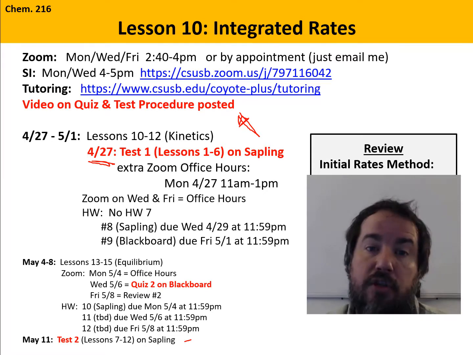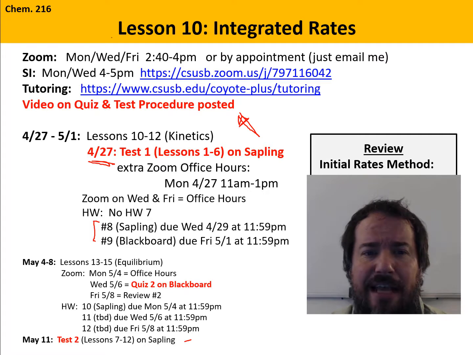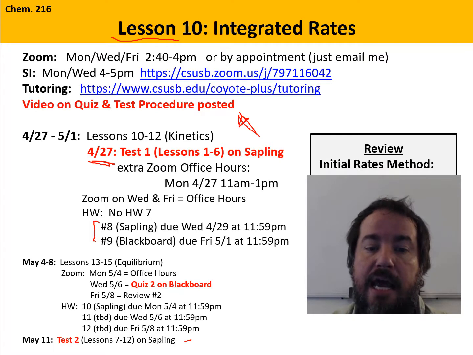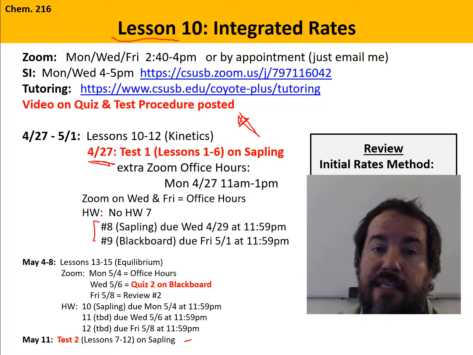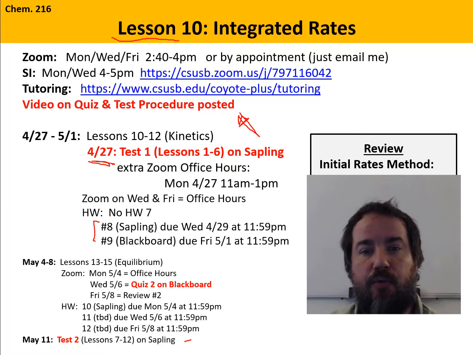All right. There is homework number 8 and 9 on Sapling and Blackboard. This is on lesson 10. This isn't due until Monday, May 4th on Sapling. Okay, so this is on integrated rate laws.